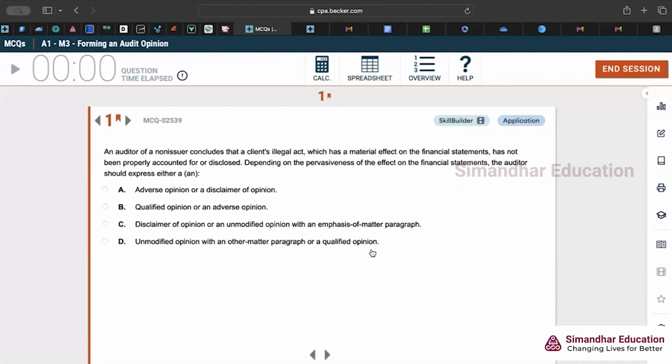One, it is a non-issuer. Two, material impact on the financial statements. It has not been disclosed or accounted for properly.